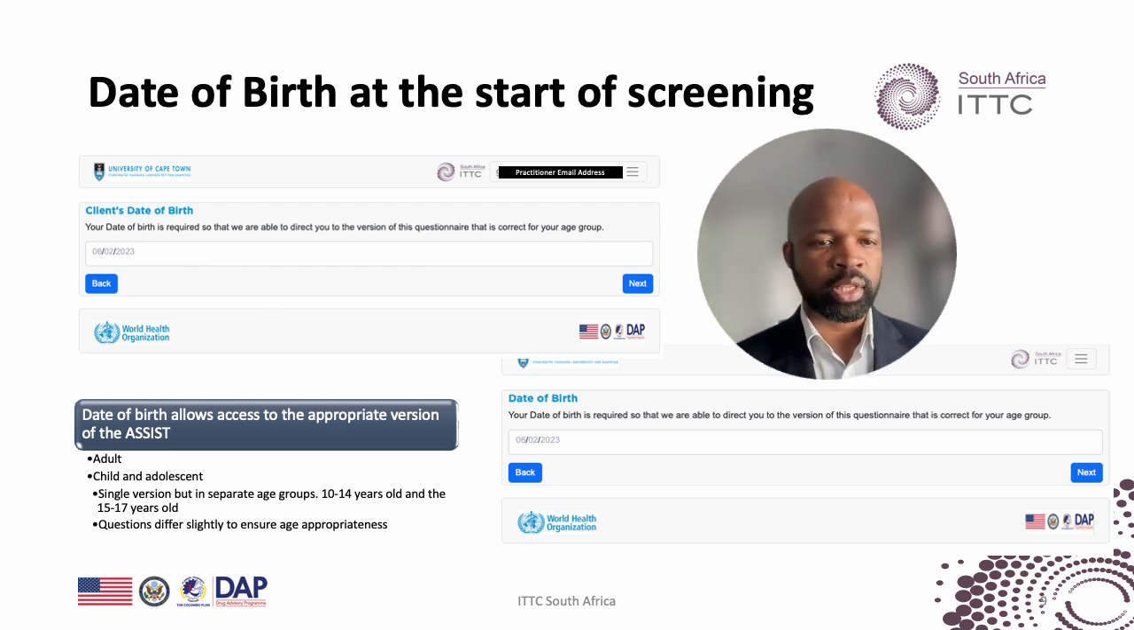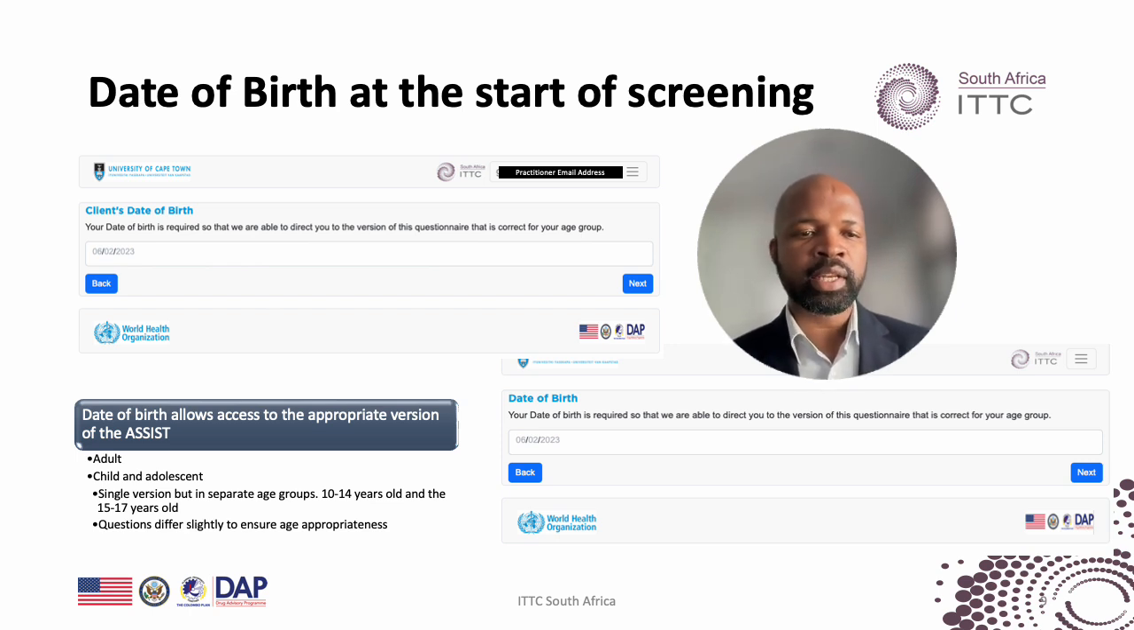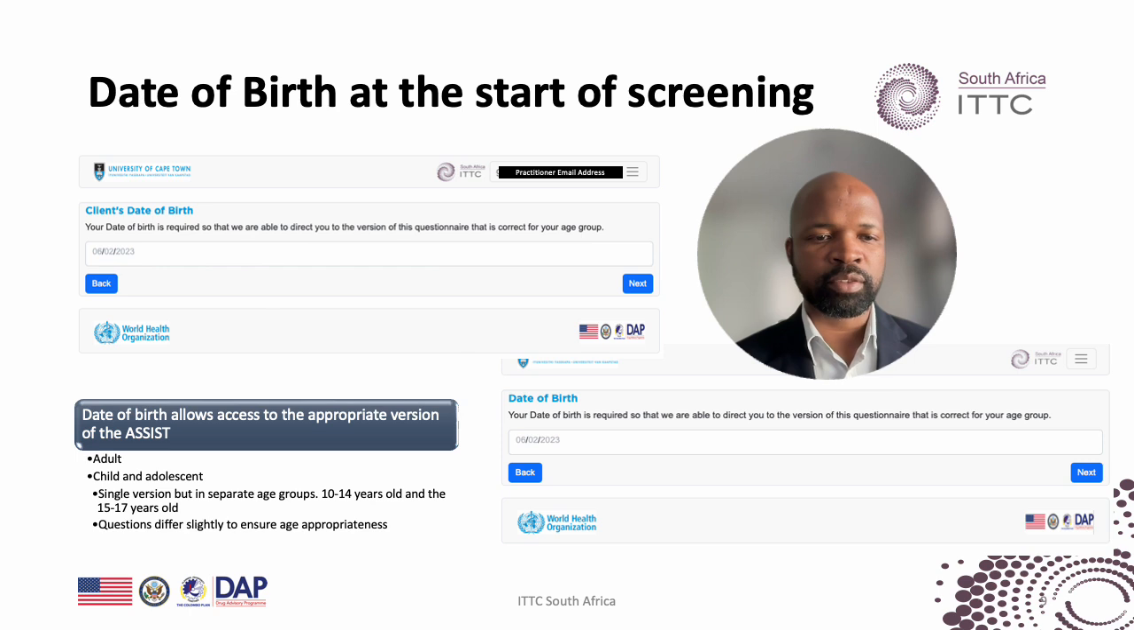So there's the version for the adult, the version for child and adolescent, so the version that covers both the age groups of 10 to 14 and the age groups of 15 to 17. These versions are fairly similar, with some questions differing to ensure age appropriateness. By entering the date of birth, the tool is able to automatically select the correct version of the ASSIST, so the practitioner or the person completing the tool doesn't have to do that themselves. That's the reason that we request the date of birth at the beginning of the screen.